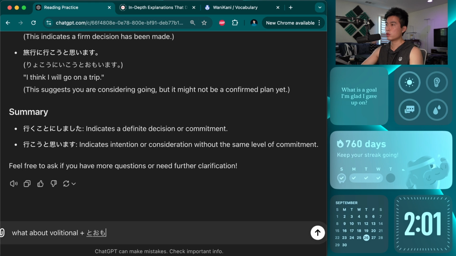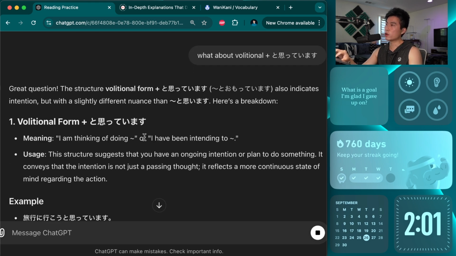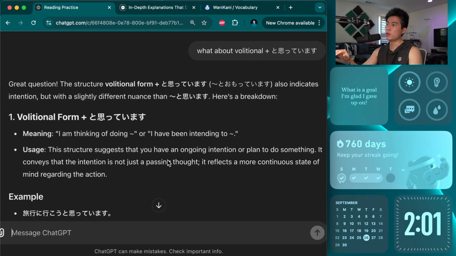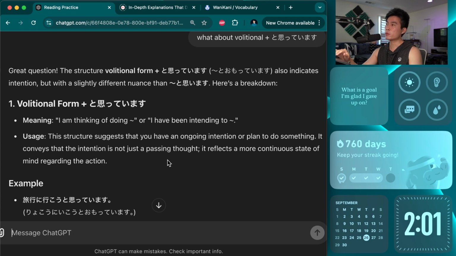omotteimasu? I am thinking of doing or I have been intending to. This structure suggests that you have ongoing intentions or plan to do something. It conveys that the intention is not just a passing thought. It reflects more of a continuous state of mind regarding the action.